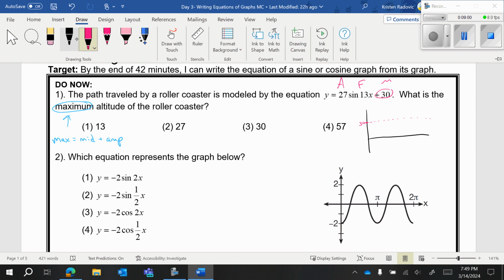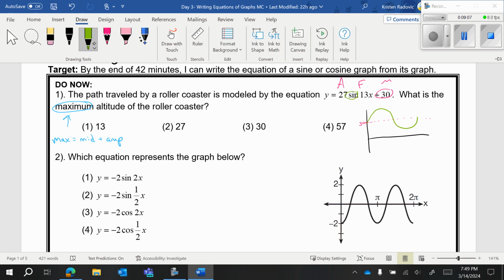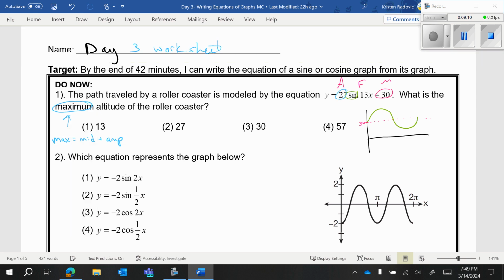And then this is a sine curve. Sine looks like this. Your amplitude is how much you go up. So if you started at 30 and you went up by 27, that would be a maximum height of 57. Did you have to draw it out? No. We're going to get very good at memorizing the formula. Your maximum is your mid plus your amplitude. Midline is 30, amplitude is 27, and you're going to get 57.